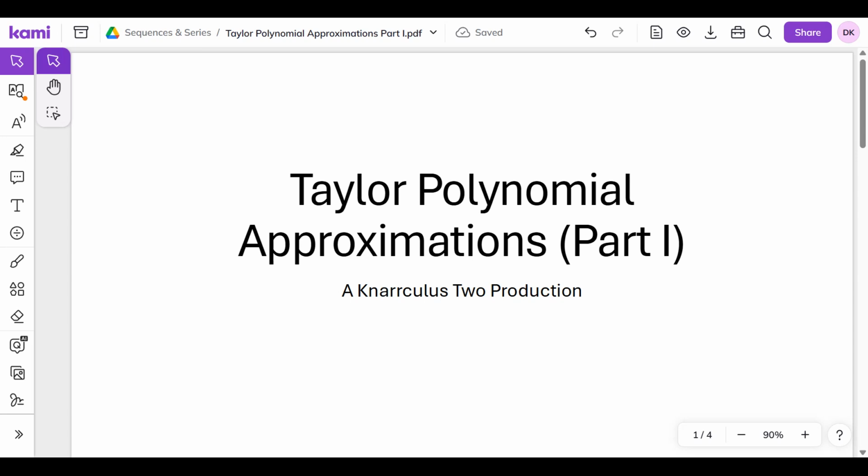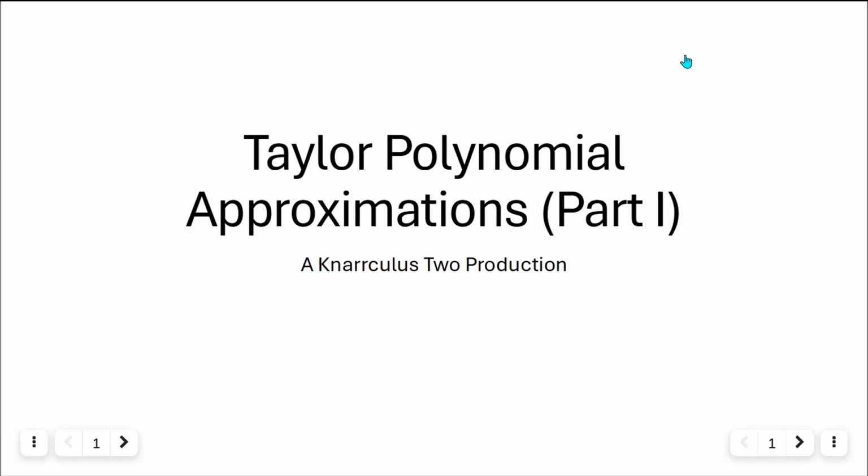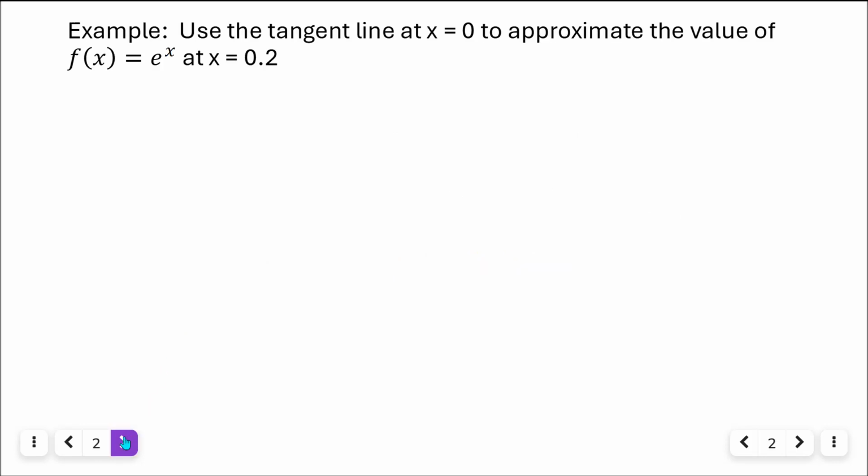Today we're going to be learning how to write Taylor polynomial approximations. This is a three-part series. Taylor polynomial approximations really are one of the most important things you learn here in the second half of this series chapter. So let's get started and see what that's all about. And we'll discover that we actually know a little bit about this already.